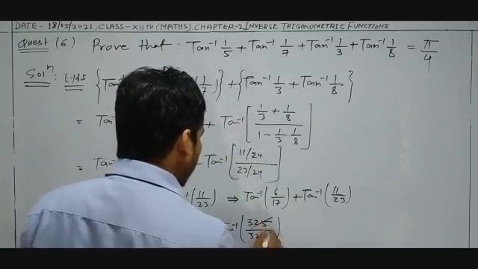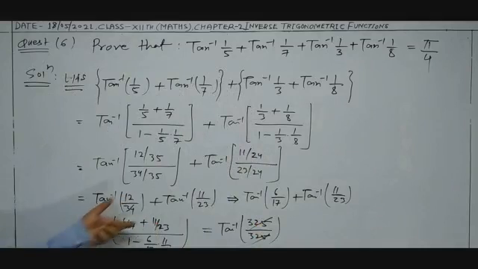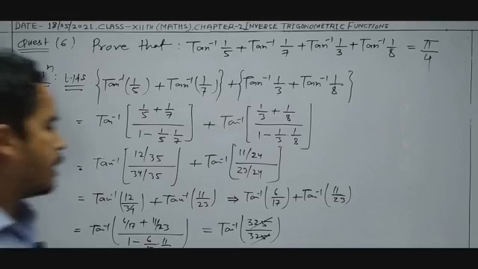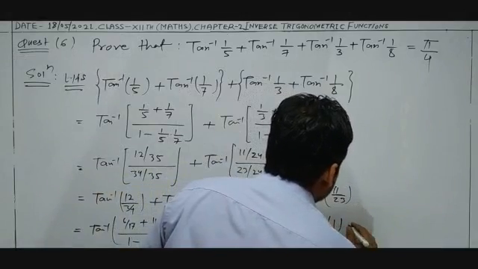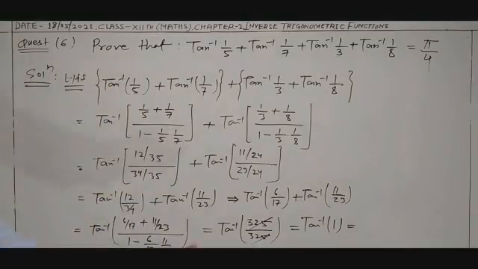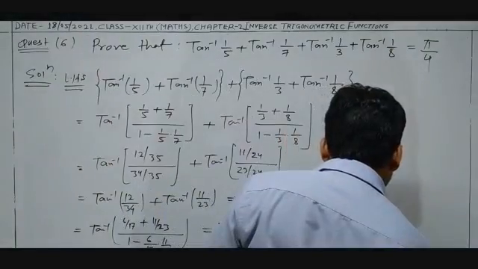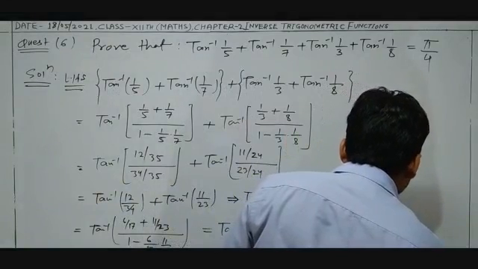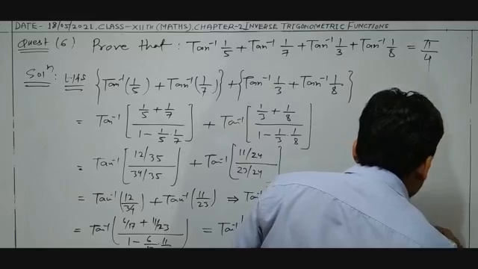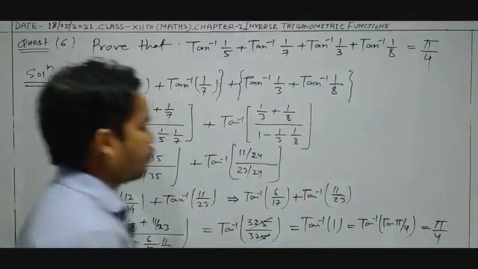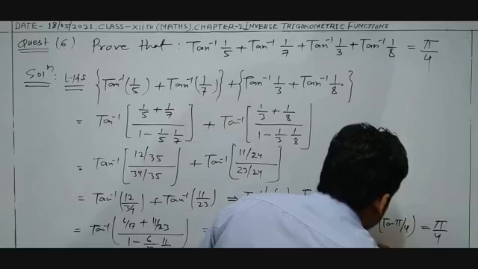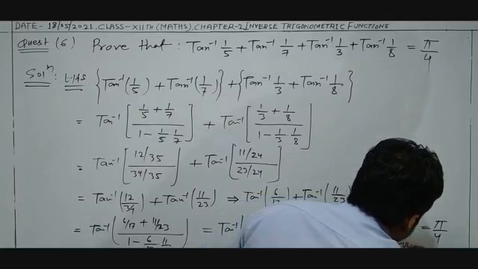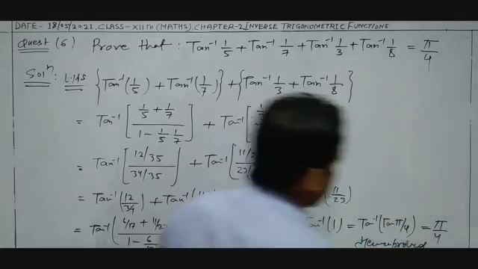So it will cancel out. In the whole expression, the 325 in the numerator and the 325 in the denominator will cancel out, and the result will be tan inverse 1. You know tan inverse 1 can be written as tan inverse of tan of pi by 4. So the result is pi by 4. Hence proved.